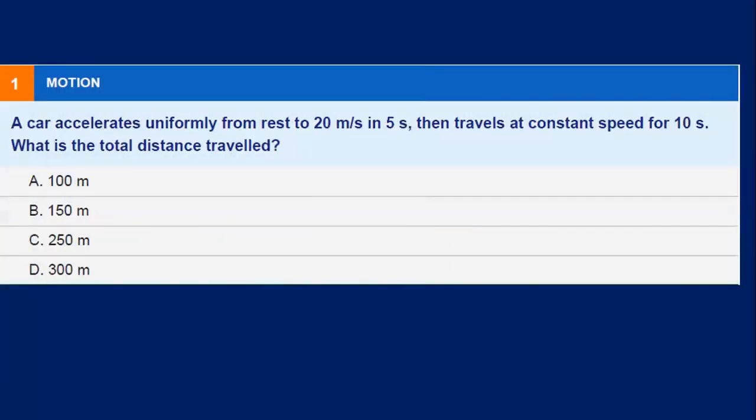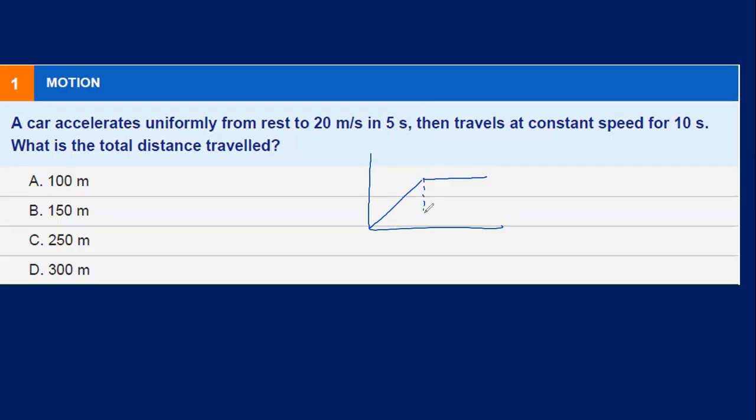Starting from motion. A car accelerates uniformly from rest to 20 meters per second in 5 seconds, then travels at constant speed for 10 seconds. What is the total distance traveled? For that question, sometimes they may give you a graph. Okay, and the graph looks like this. It's going uniformly accelerating and then moving with a constant speed.